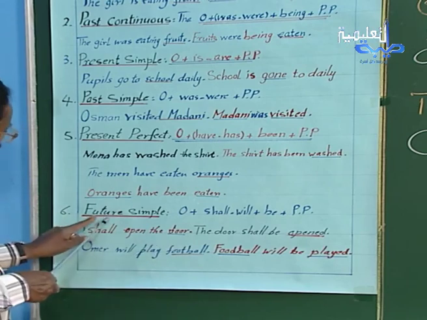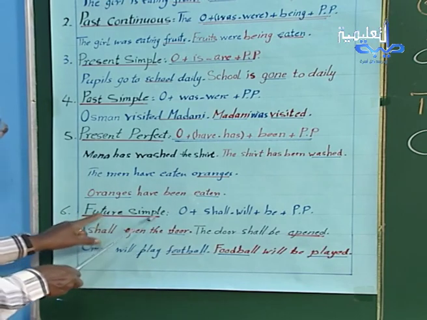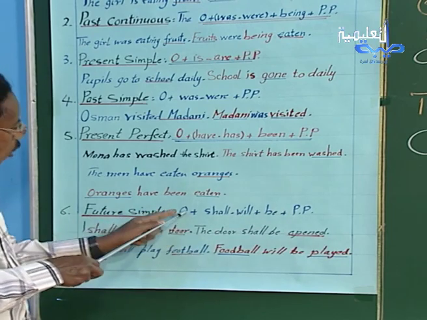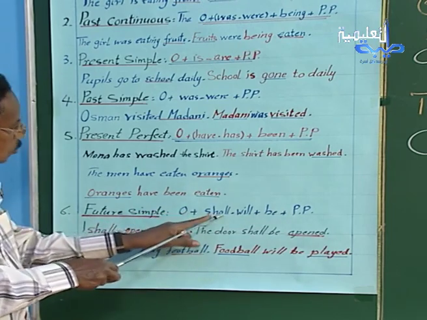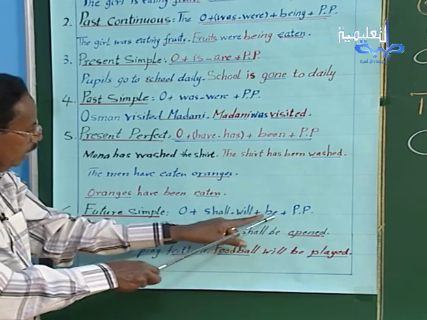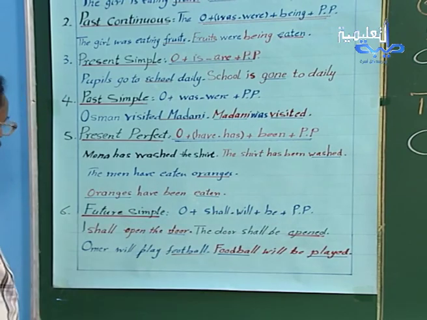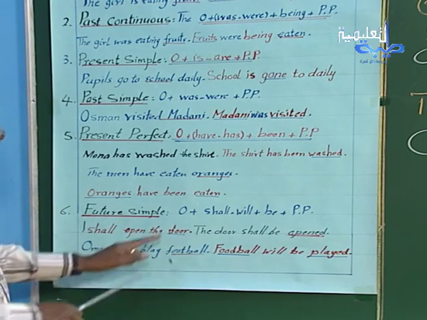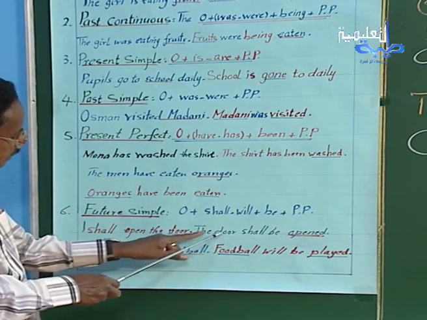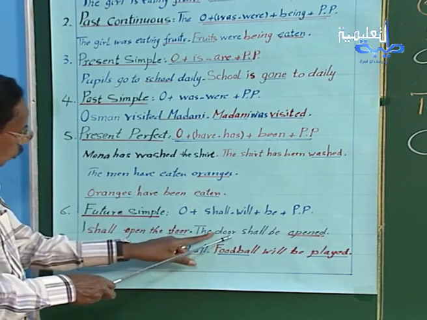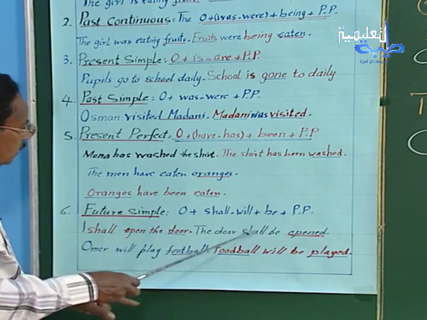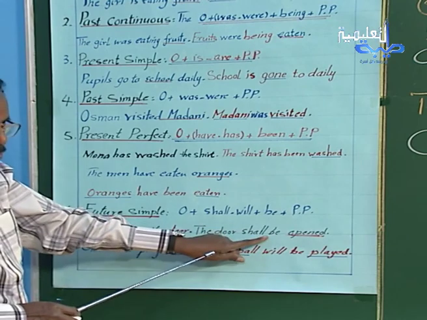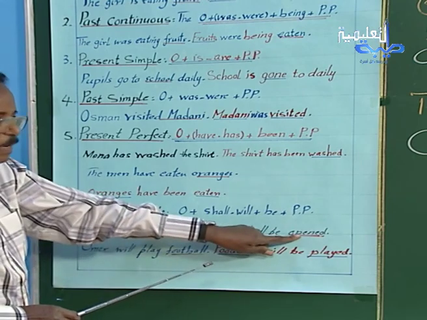For the future simple, the rule is object plus shall or will plus be plus past participle. For example, I shall open the door. The door is the object. So we start with the door. The door shall be open. The door will be open, not shall. The door will be open.